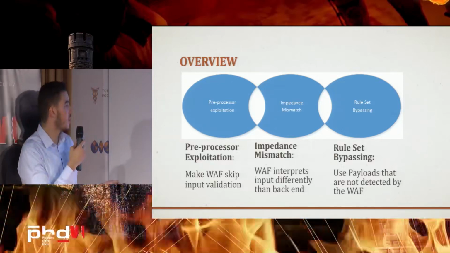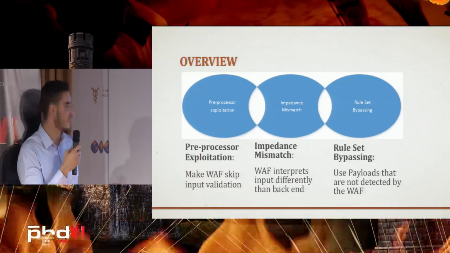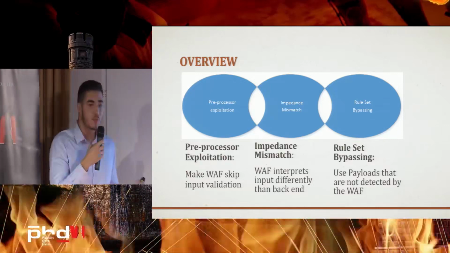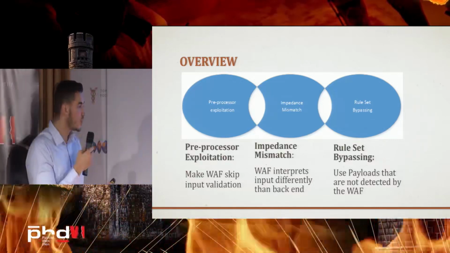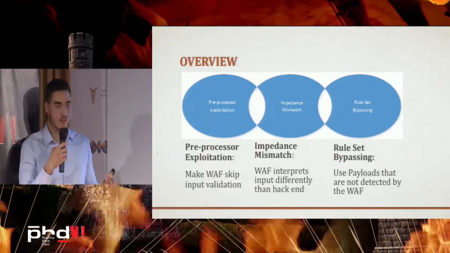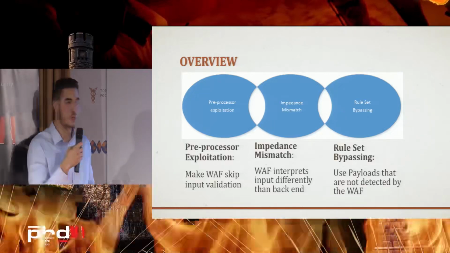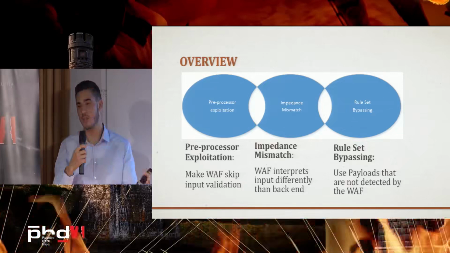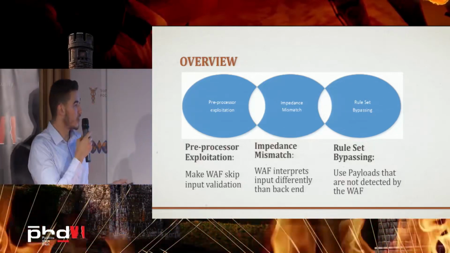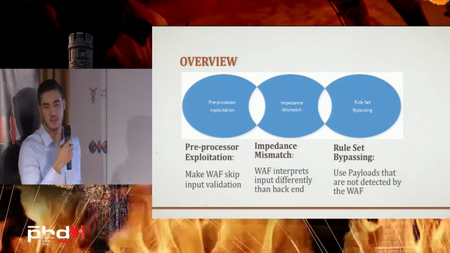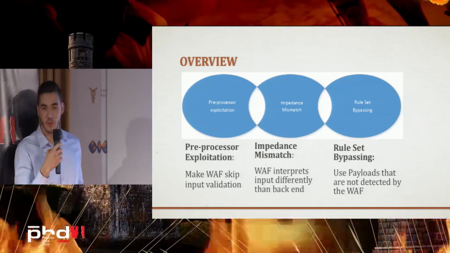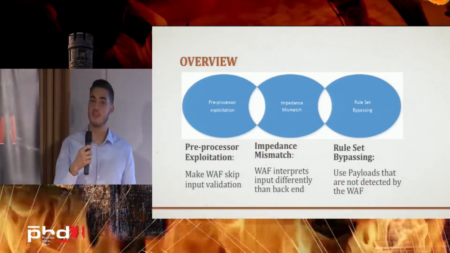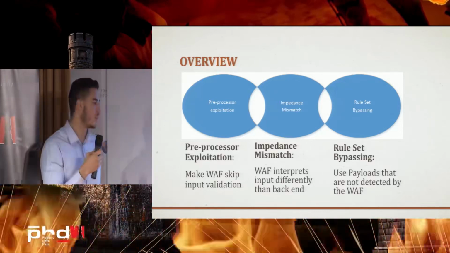In the second category, it's called impedance mismatch, which is maybe not directly easy to understand, but what does it mean? It means that we try to find an input that the WAF interprets differently than the backend. So there is a mismatch between the interpretation of the WAF and the interpretation of the backend. And the last category, which I think is the one with the most success, is the rule set bypassing. So we try to find a payload that is not known to the WAF and then bypass it.